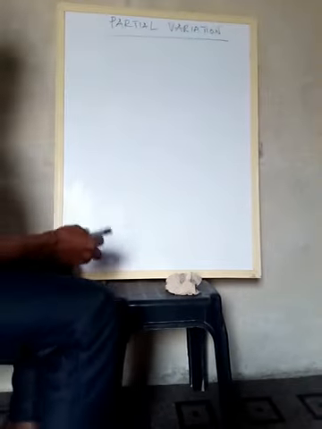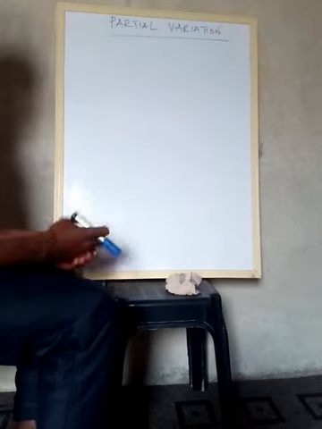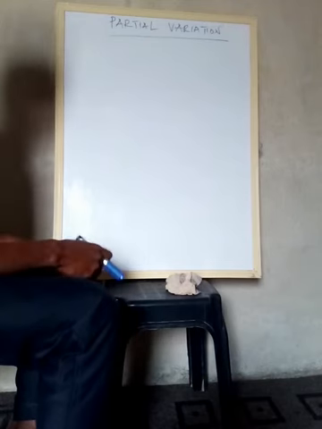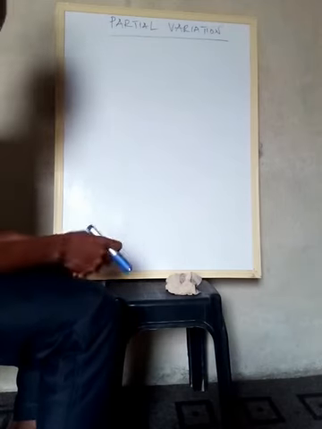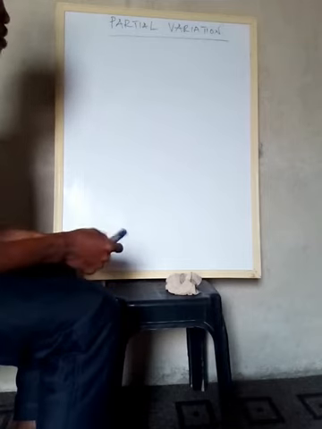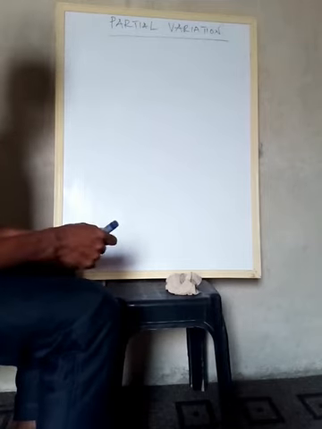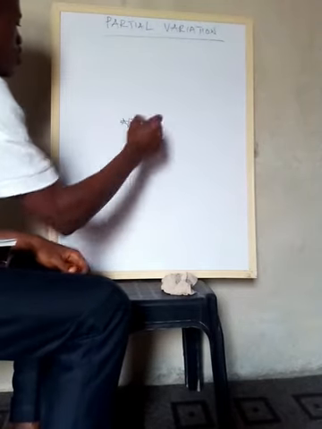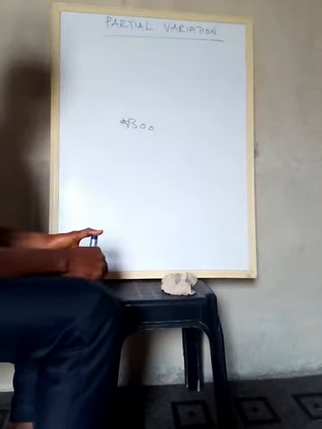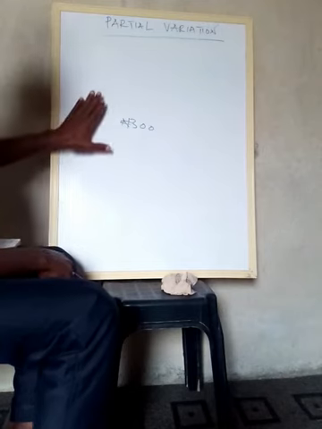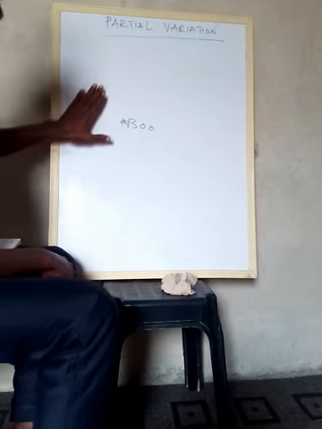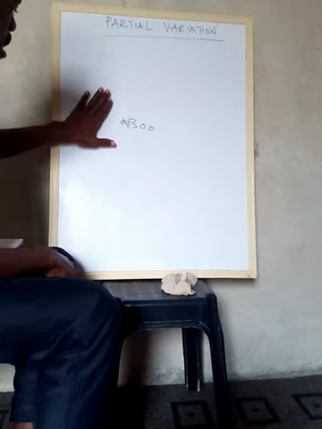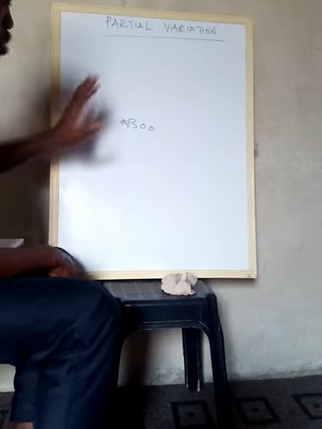Hello guys, now to partial variation. Assuming you are going to pay for an electricity bill, maybe prepaid, and you're told that there's an initial 300 naira that everybody has to pay, no matter how much you are buying. That 300 naira will represent charges. You have to pay this 300 naira first before you now buy what you want to buy.